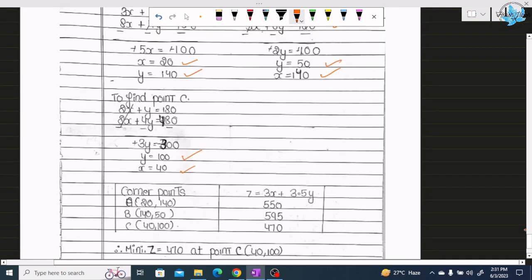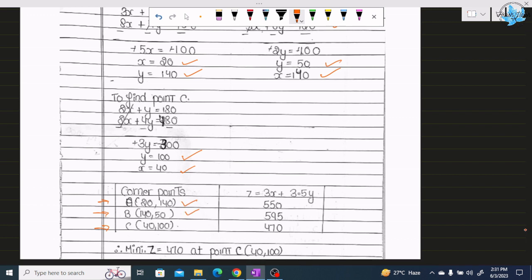Now draw the table, with corner points A, B, C. The A coordinate is 20, 140, B is 140, 50 and the C coordinate is 40, 100. So your Z is 3x plus 3.5y. Now put the values of x and y respectively. At A, x is 20 and y is 140, so you will get 550. Similarly, at B, x is 140 and y is 50, you will get 595. Similarly, at C, x is 40 and y is 100, so put this in Z and you will get 470.